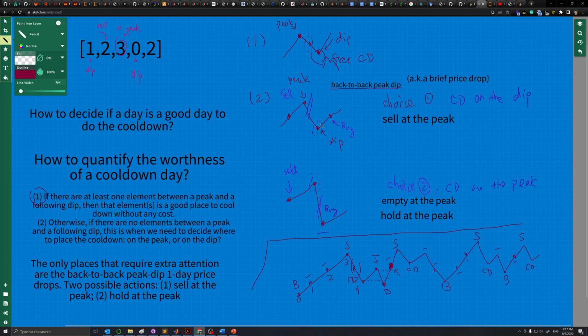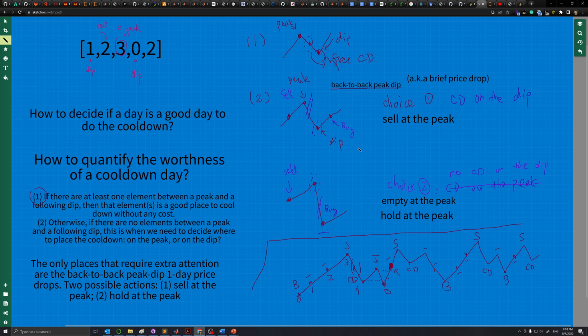Who said you have to put a CD here, right? I think if you want to break something into two cases, you want to make sure that those two cases are mutually exclusive, and when combined, they form the whole set of probability one. So maybe instead of saying CD on the dip, maybe we should say no CD on the dip, right? This is how you separate cases.